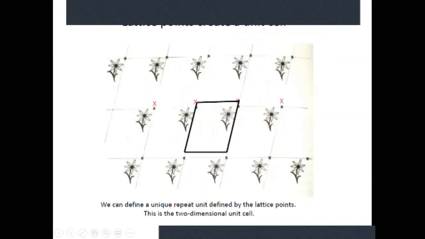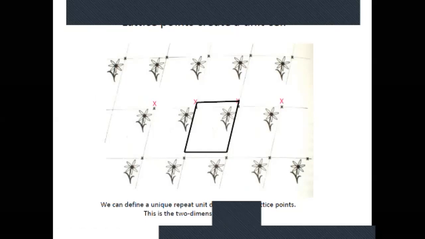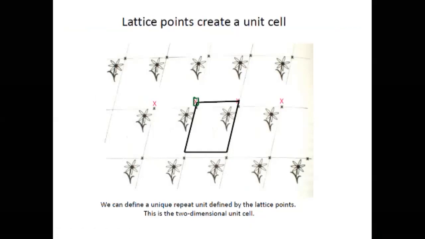And so now what we can do is, once we've determined all the lattice points, we can find or define a regular repeat unit that gets repeated in the 1, 2, or 3 dimensions. So what we're seeing here is we've taken these 4 lattice points, this one, and this one, and we've made what's called a unit cell. So if we connect these 4 lattice points, this is what gets repeated in 2 dimensions.